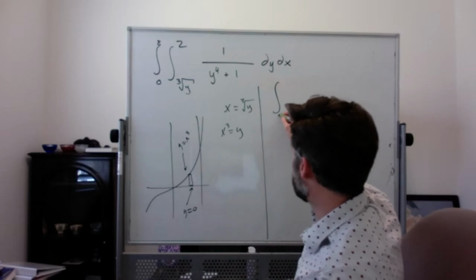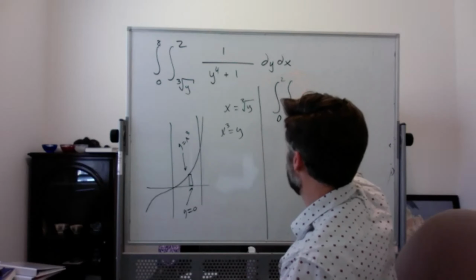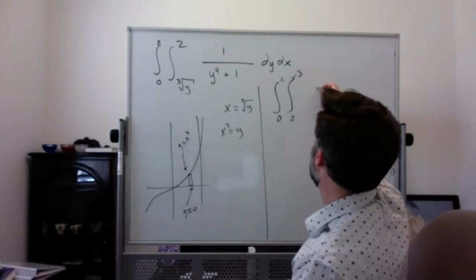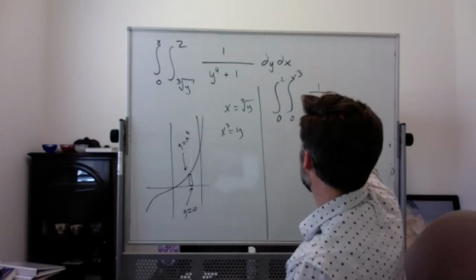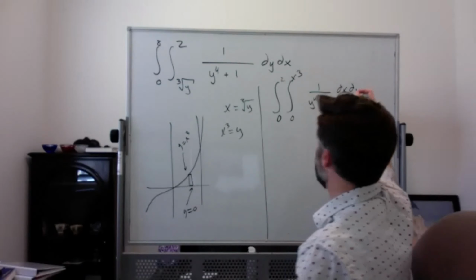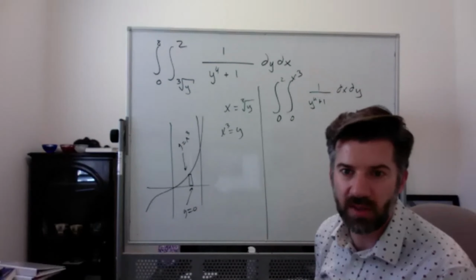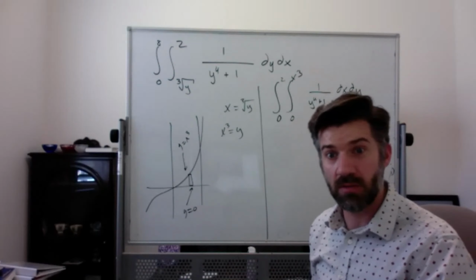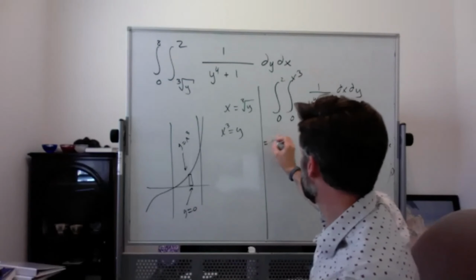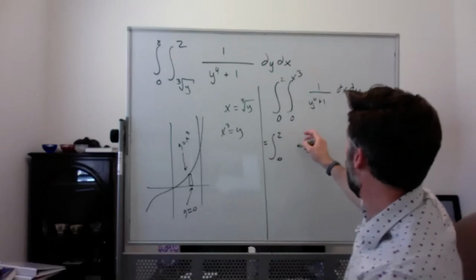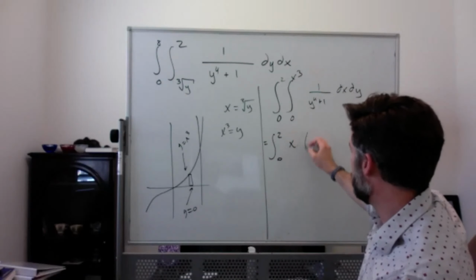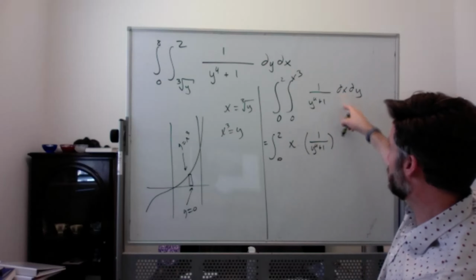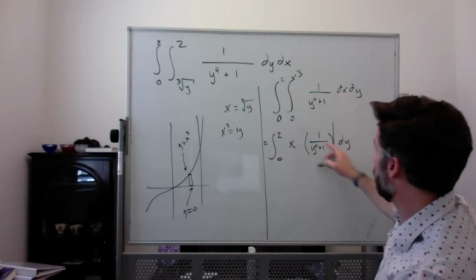So we're going to rewrite our integral as the integral where x goes from 0 to 2, and y goes from 0 to x cubed of 1 over y to the 4th plus 1 dy dx. A lot of times the way these work out is once you do this change, then once you do the integration, you're going to get a nice u substitution. So if I integrate this, you get the integral from 0 to 2 of x times this constant, integrating with respect to x from 0 to x cubed.